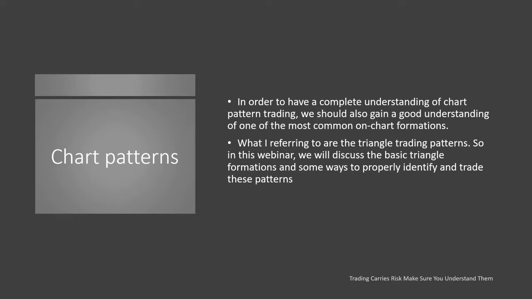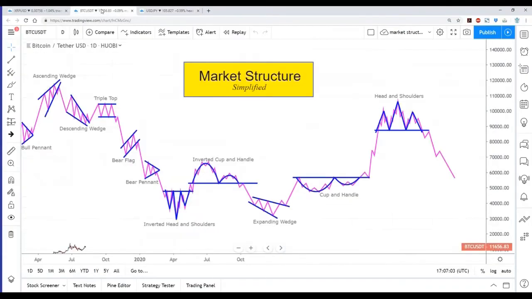I'm not going to just assume that you know what a triangle is. So on this chart, a market structure shows you all the different types of chart patterns that could be displayed during your trading session. We have bull pennants, ascending wedges, descending wedges, triple tops, bear flags, bear pennants, inverted head and shoulders, inverted cup and handle, expanding wedge, the right side up cup and handle, and a right side up head and shoulders.